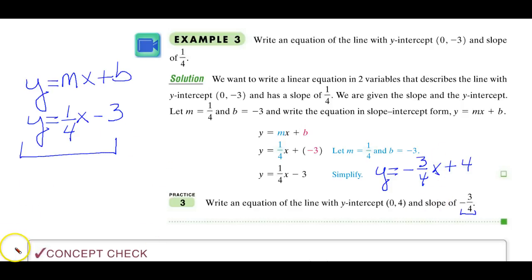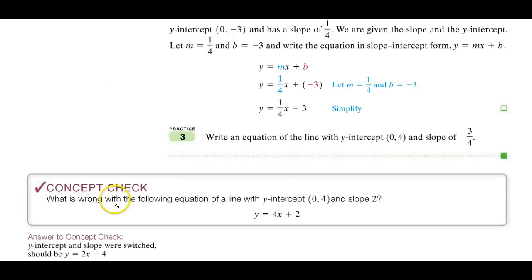Some easy stuff. Now, in checking out this concept check, here they had the y-intercept of (0, 4) and the slope of 2. And what did they do? They put them in the wrong place. The 2 should go in front of the x, and the 4 is your y-intercept.